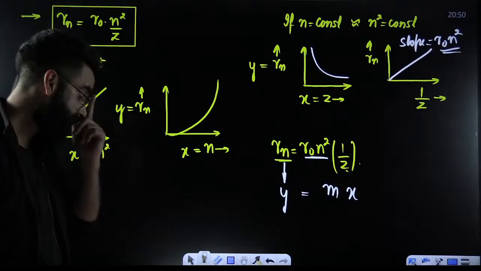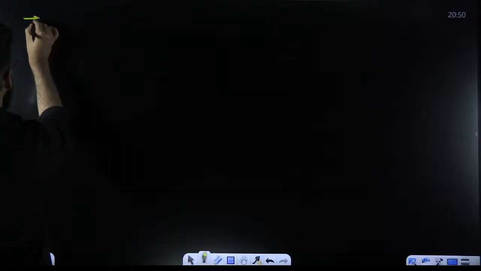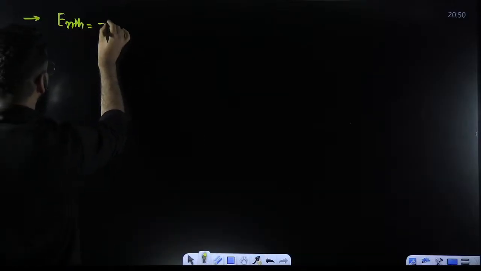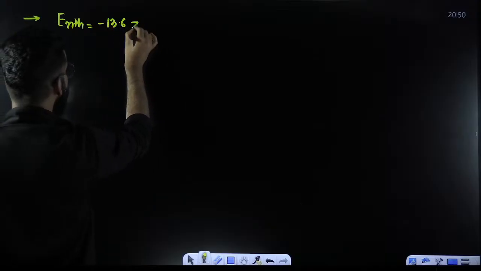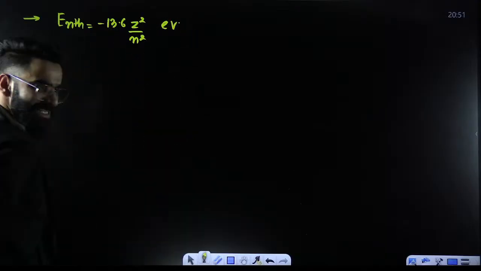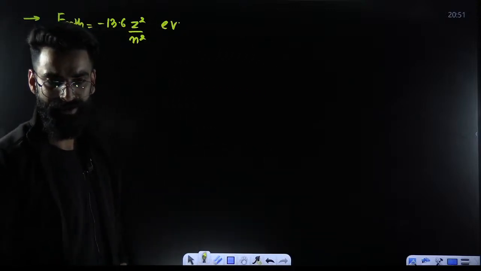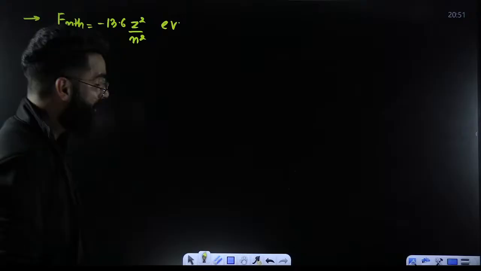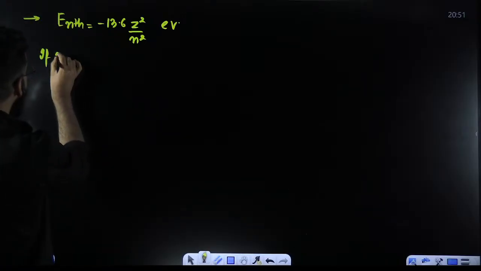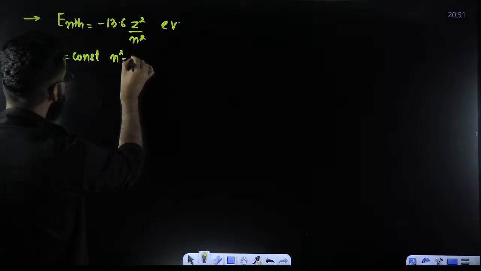For example, you must have studied this particular result somewhere. Energy of the electron in the nth Bohr's orbit is equal to minus 13.6 Z square divided by n square electron volts. Have you studied this result somewhere? You would have, I believe. Now, my dear students, try to understand carefully. If n is constant, that tells you that n square is also constant.